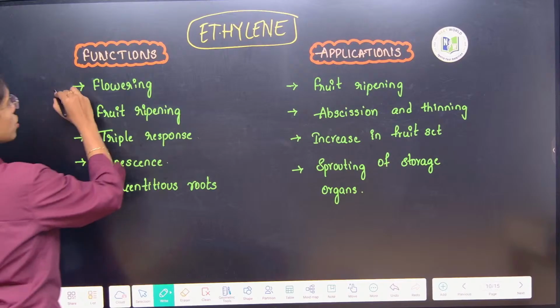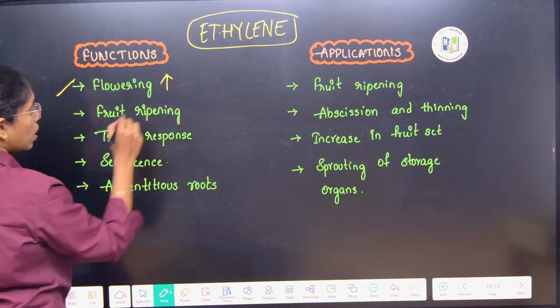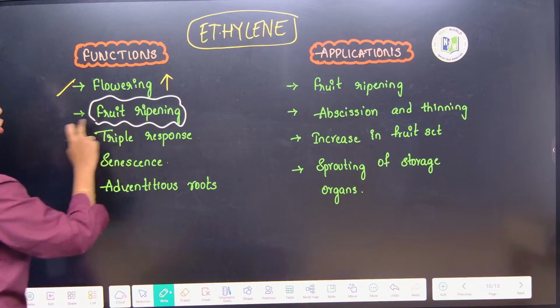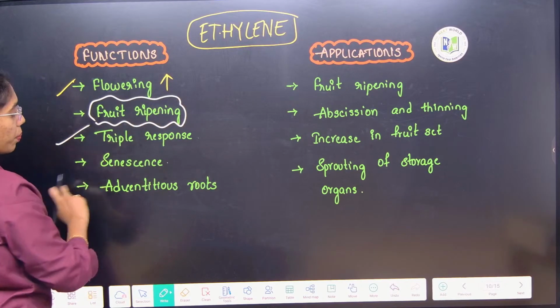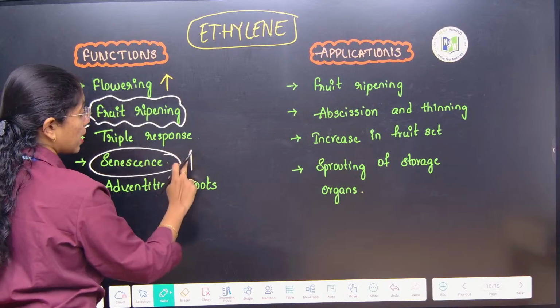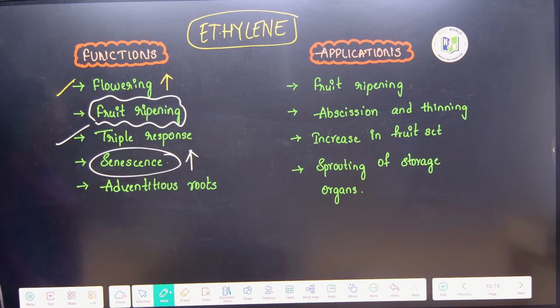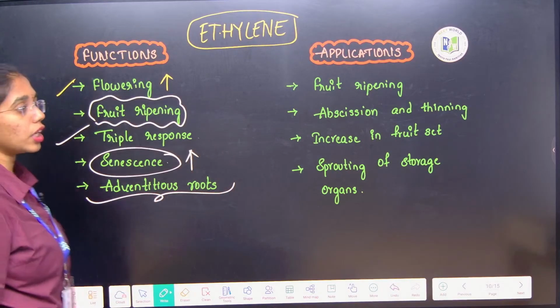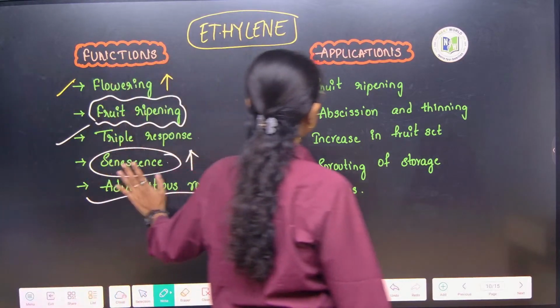First, functions of ethylene. Ethylene promotes flowering, and the major function of ethylene is fruit ripening. It gives triple response. It promotes senescence. Ethylene promotes senescence and it helps in the formation of adventitious roots. These are the functions of ethylene.